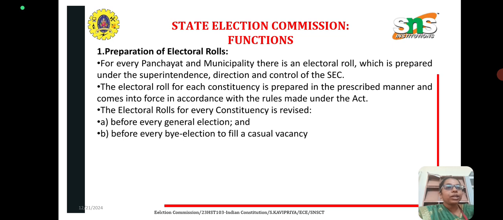And next is the preparation of electoral rolls. So next we're going to see what are all the functions that are done by the State Election Commission. First important function is the preparation of electoral rolls. For every panchayat and municipality there is an electoral roll which is prepared under the superintendence, direction and control of the State Election Commissioner. The roll for each constituency is prepared in the prescribed manner and comes into force in accordance with the rules made under the Act. The electoral roll for every constituency is revised before every general election and before every by-election to fill casual vacancies.